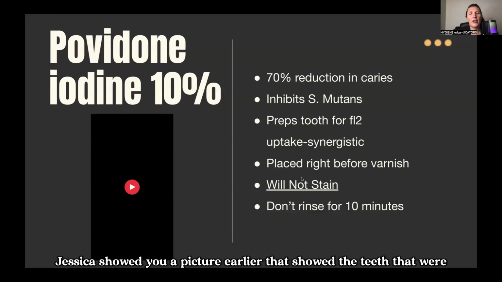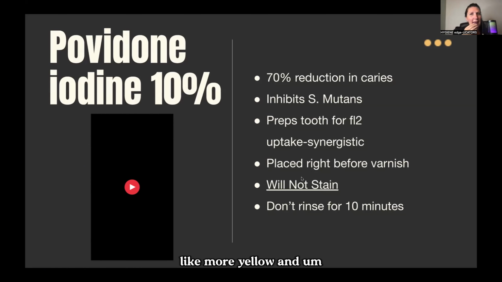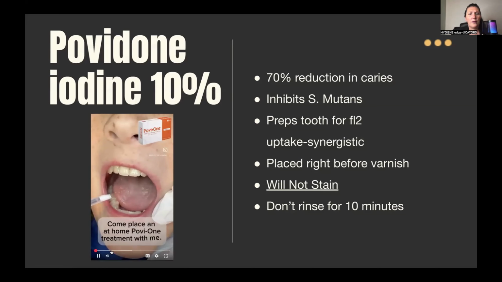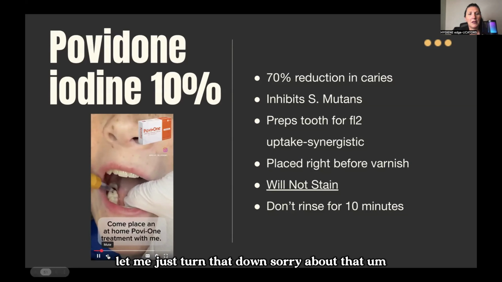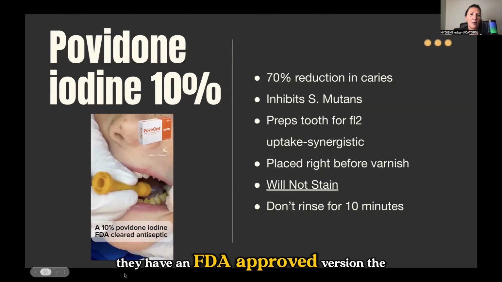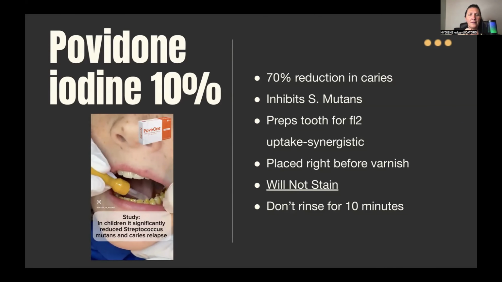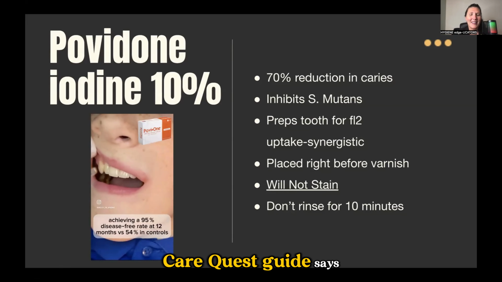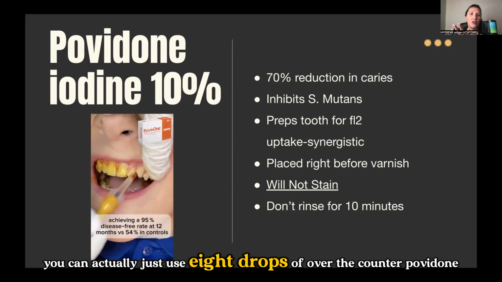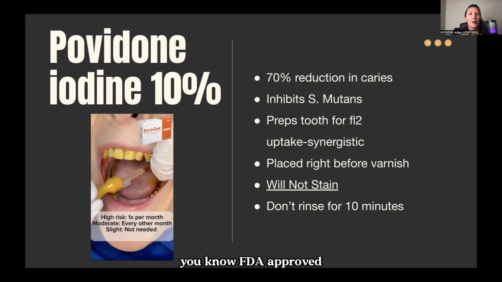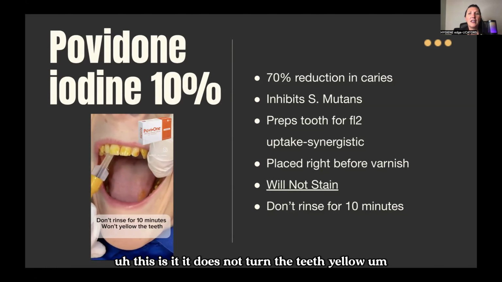Jessica showed you a picture earlier that showed the teeth that were more yellow. And that was povidone iodine. Sorry about that. The only company who sells this is Elevate Oral Care. They have an FDA approved version. The CareQuest guide says you can actually just use 8 drops of over-the-counter povidone iodine, but if you want something more FDA approved, this is it. It does not turn the teeth yellow.